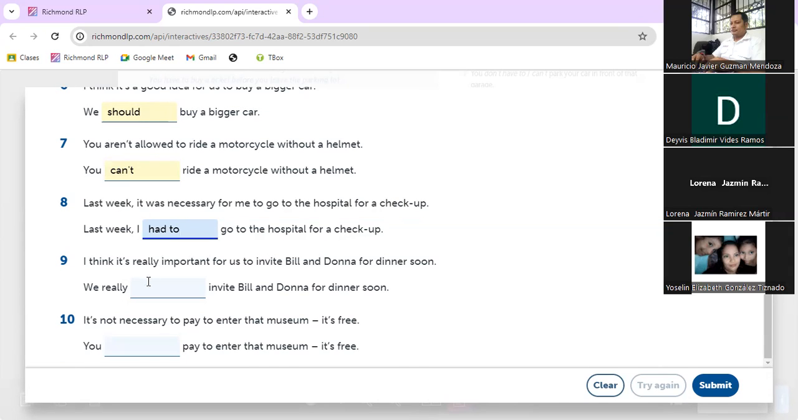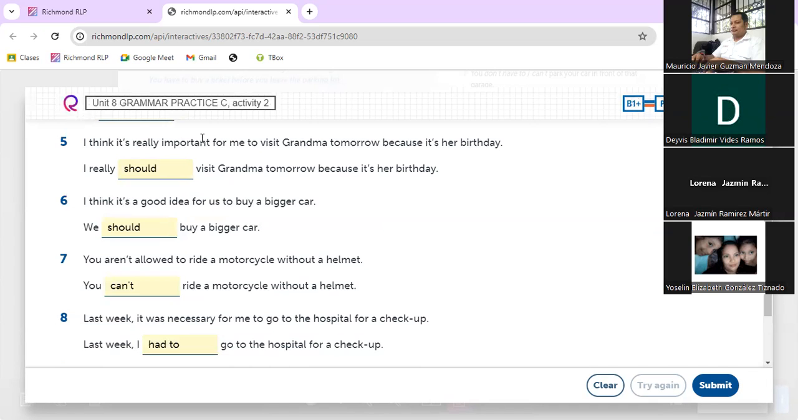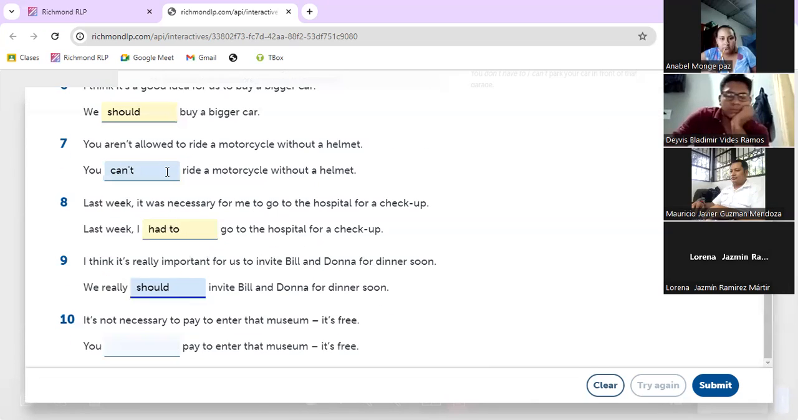Number 9. I think it's really important for us to invite Bill and Donna for dinner soon. Should. Okay. We really should invite Bill and Donna for dinner soon. Okay, veamos aquí, really important. It's a good idea. Con estos tengo duda, because it's really important. Pero vamos a probar.